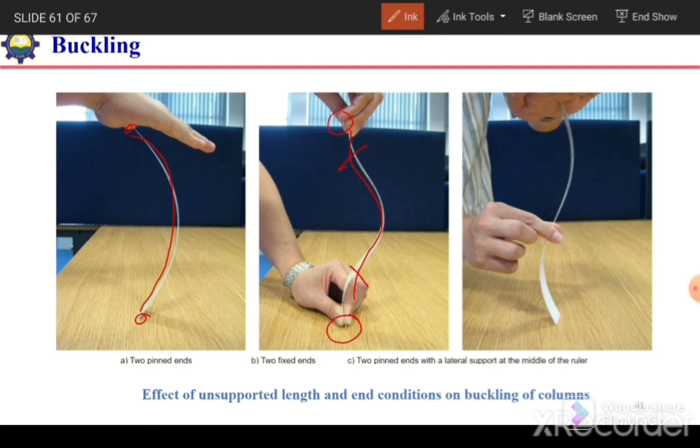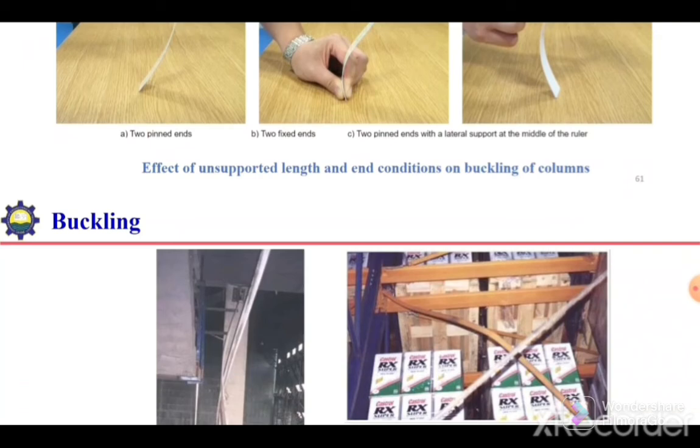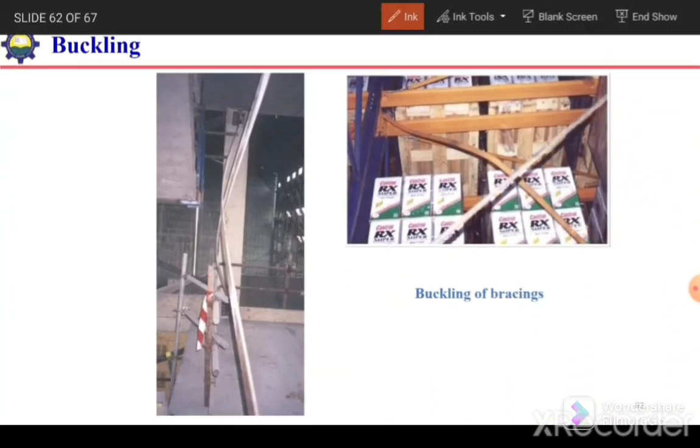And if we provide some support at an intermediate position, in that case we can further enhance the buckling load, because we have reduced the effective length. When the effective length is less, the critical buckling load will be larger. This figure shows the actual buckling of bracing members. Under the application of compressive load, these members have buckled.